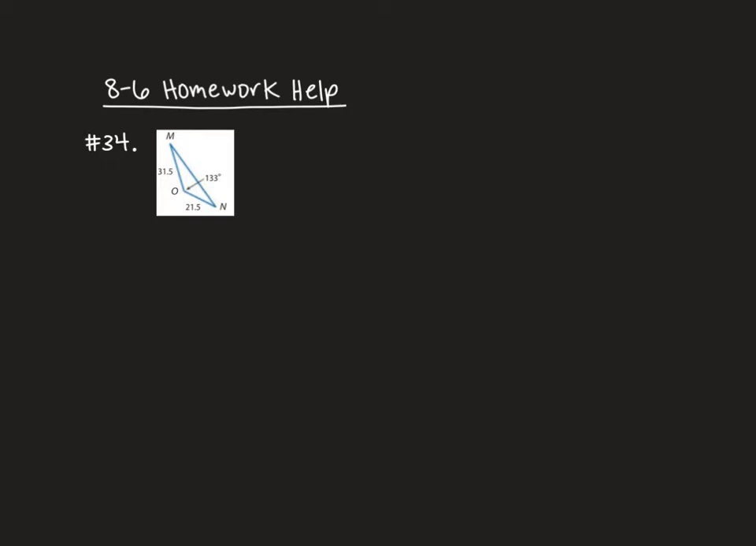This is homework help for number 34. We are supposed to solve the triangle. So that means find all the missing pieces, so angles or sides. So in this triangle, we are given a side, an angle, and the side in that order.